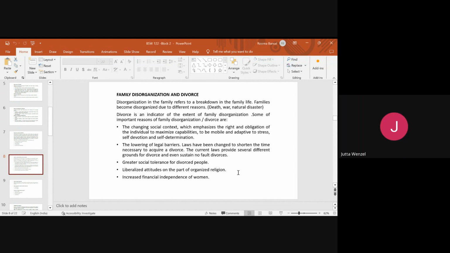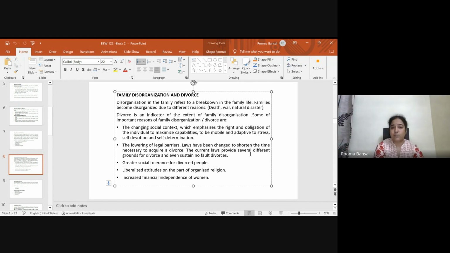Okay, no fault. Okay, that's the point. Thank you. Next point is greater social tolerance for divorced people. Here it means society is accepting divorced people very normally nowadays. Initially, 10 or 15 years back, when the divorce cases were there, at that time the divorced person was not accepted by society very normally. Nowadays, social acceptance or social tolerance is there for divorced people.